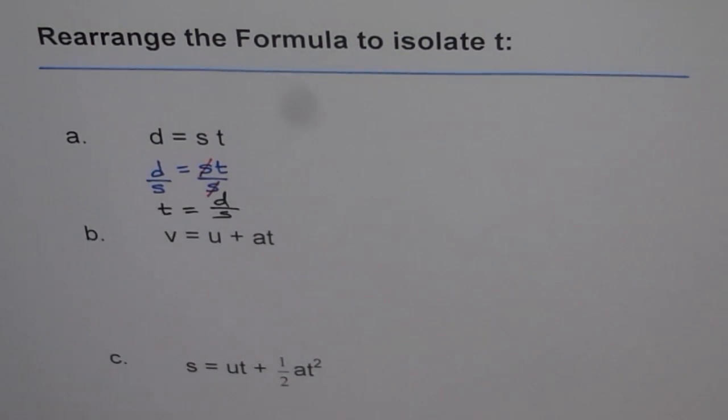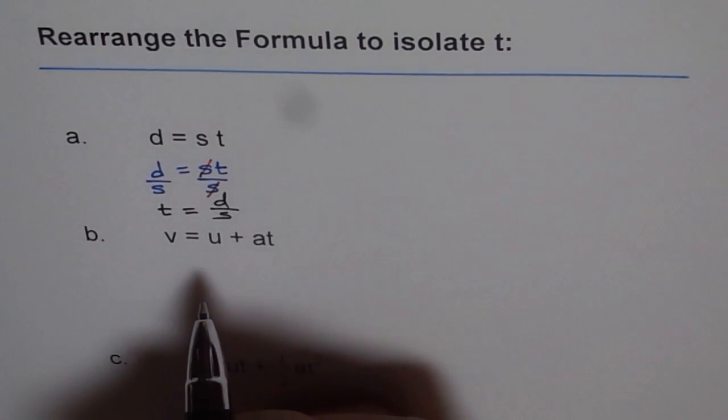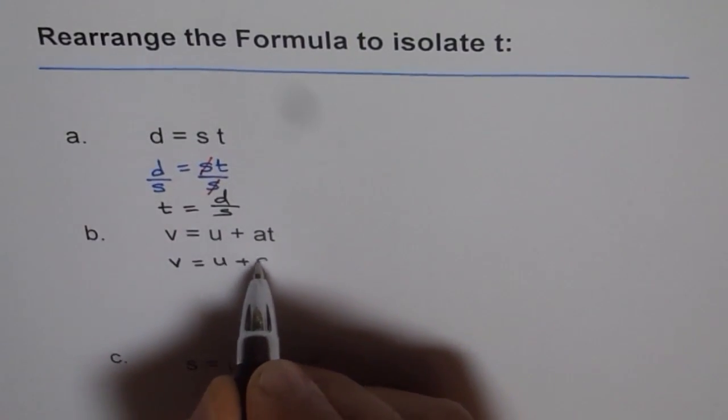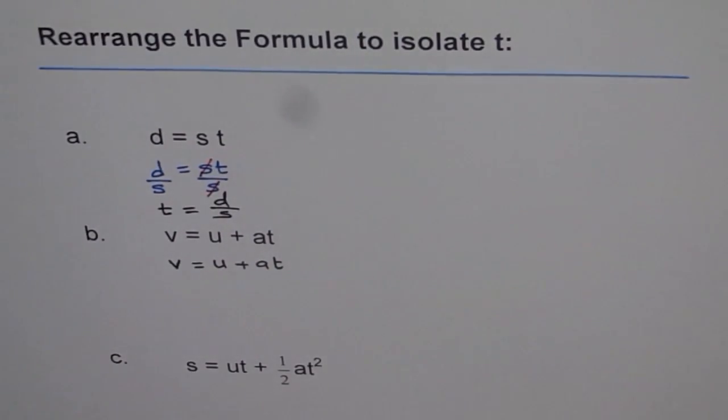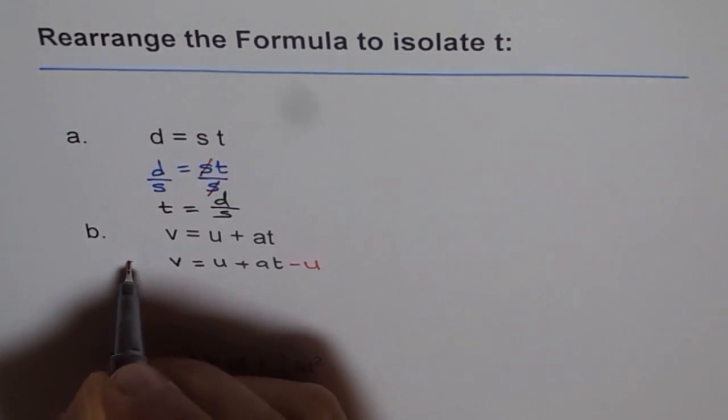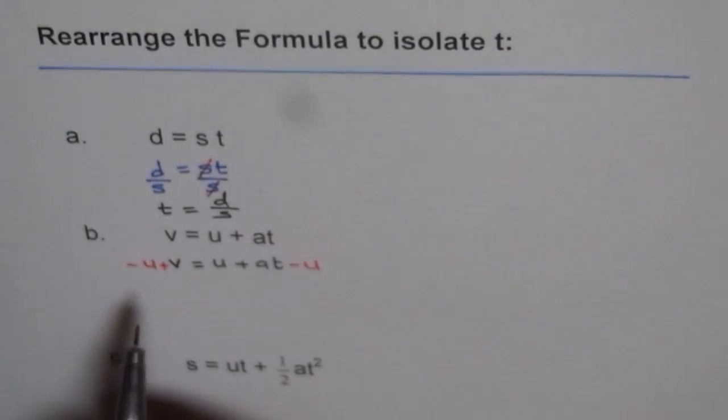Now the next one is v equals u plus at. Now how will you get t? Okay, let's rewrite our equation first. So the equation is v equals u plus at, right? So from here, the first thing we should do is get rid of u. So we will subtract u from both sides. When you subtract u from both sides, what happens? We'll take away u, right? So we are doing minus u from here, and minus u from here, right?